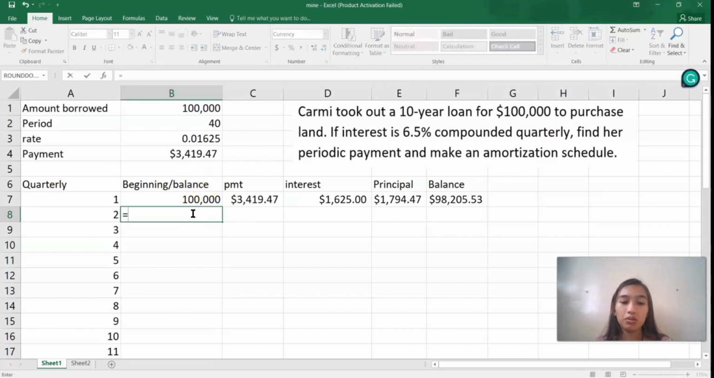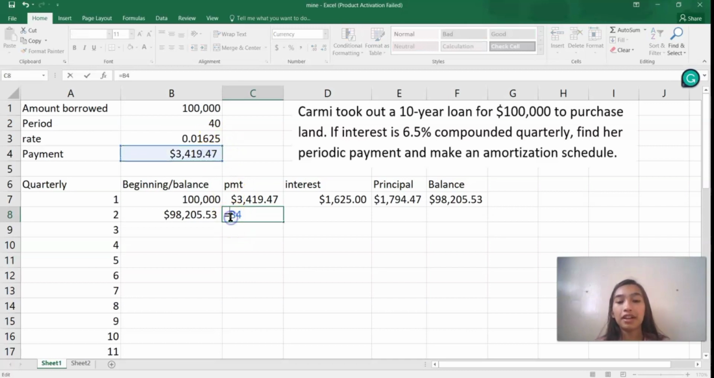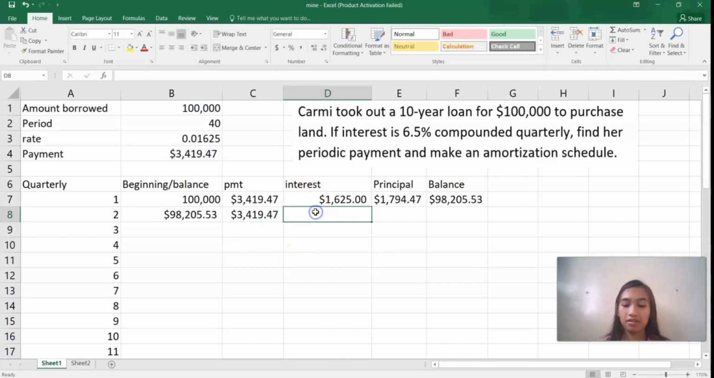Alright, that's the second payment. So here we just have to click the balance in the previous payment. So we have $98,205.53, and then here the payment, again equals, then click the payment. Now here we have to put a $ sign for us to easily complete the schedule, right? And later you will see the result, $ sign, and enter, and then the interest.